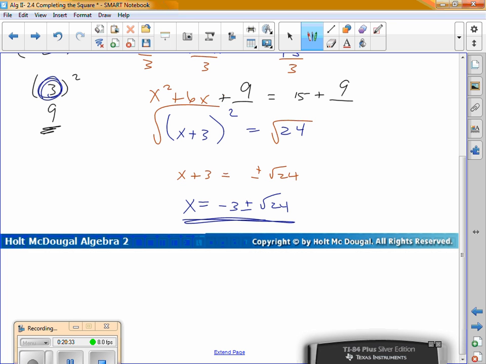Now, once you have that, let's see, can I take it further? Looking at 24, do any of those special numbers go in? Remember the special numbers, 4, 9, 16, 25. 4 goes in there. 4 times 6. So I have negative 3 plus or minus the square root of 4 times the square root of 6, because 4 times 6 is 24. The square root of 4 is 2. So negative 3 plus or minus 2 times the square root of 6. Gets you a bonus point.